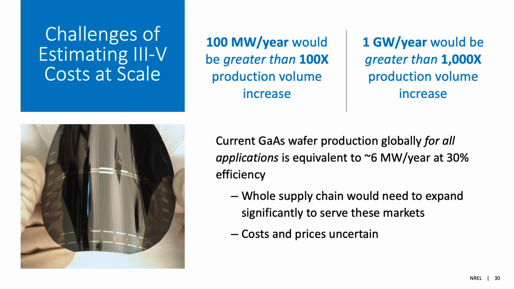on a 6-inch equivalent basis, if you assume 30% efficiency for a cell, is around 6 megawatts per year. And that's for all applications, so not just solar. Solar is actually a relatively small part of it, but this is including all applications of gallium arsenide. And so that means that the whole supply chain would need to expand significantly to serve these markets if solar cell production scaled up to these levels.